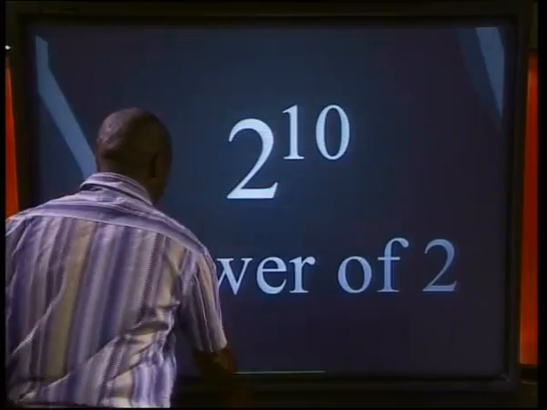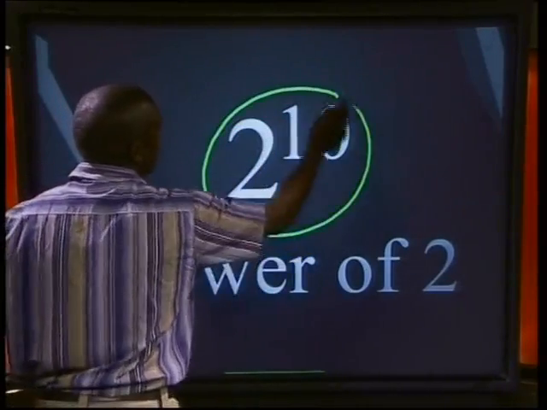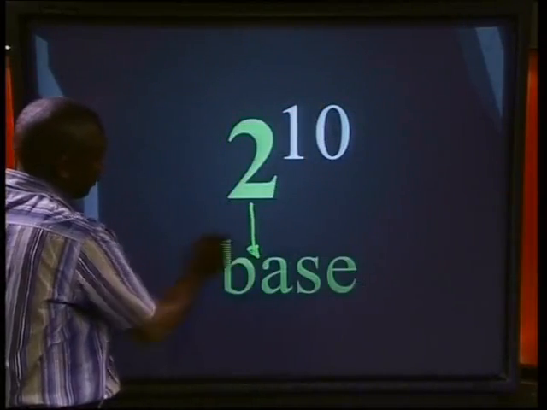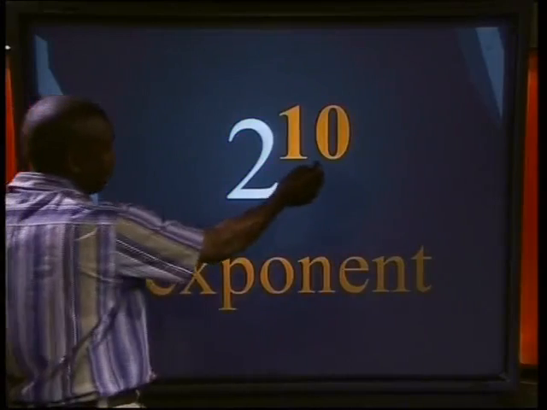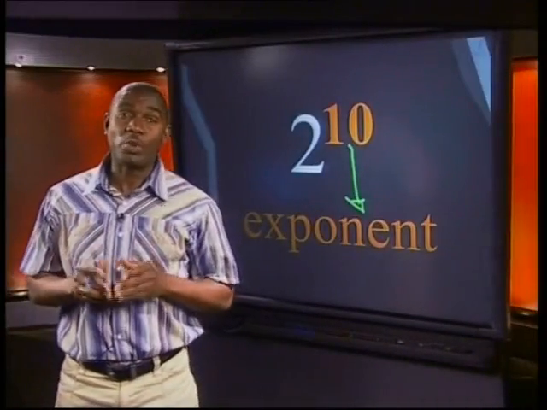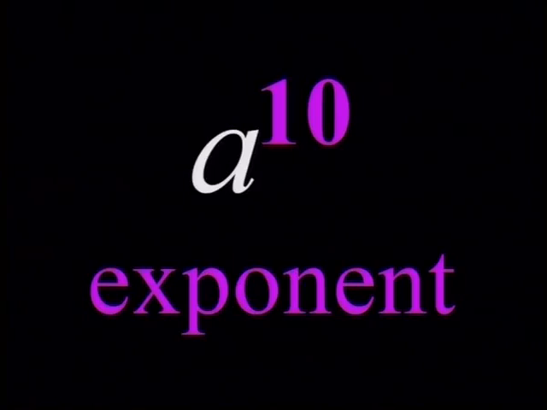First, let's check if you remember some terminology. This is called the power of 2. That is the base. And the 10 is called the exponent. We use the same terminology when dealing with variables. A to the power 10 is called a power of A. A is the base, and the 10 is called the exponent.